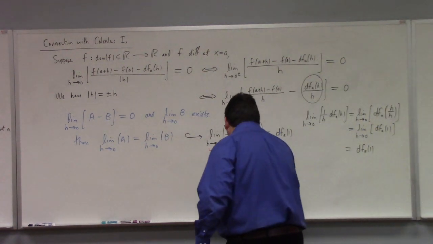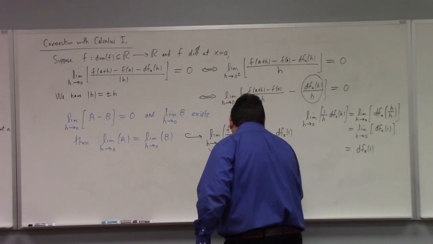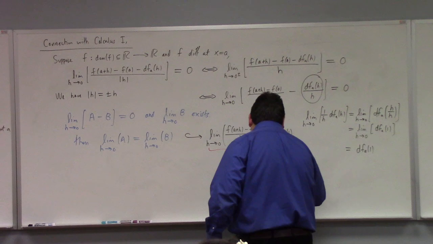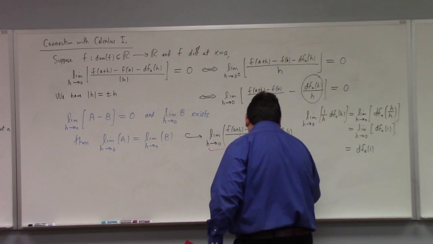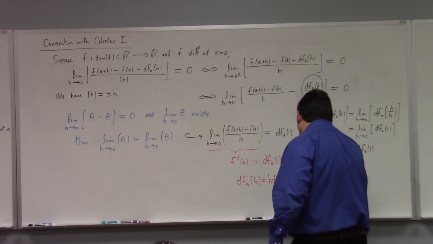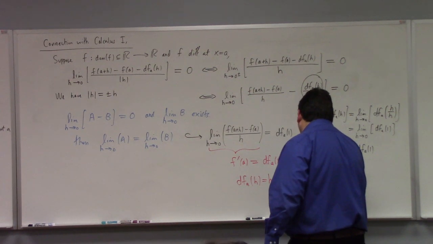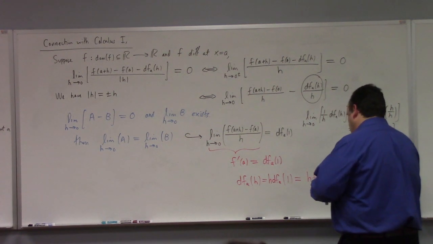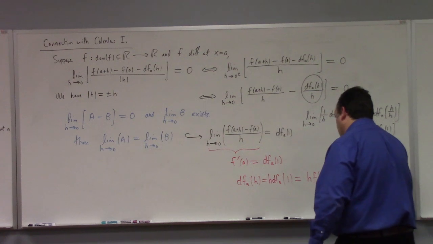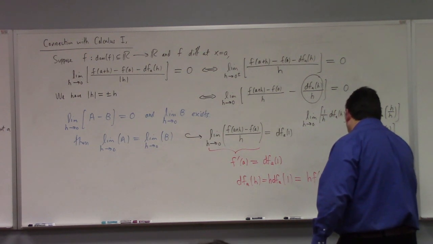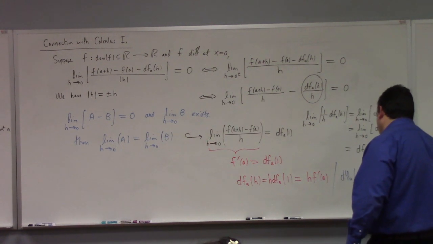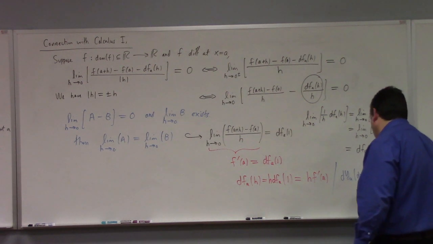And so more than this, you can see that df_a of h would be df_a of 1 times h, right? So we've got h times f prime of a. Or if you like, you can write this in the confusing calculus 2 style way of like dy at a of dx is equal to dy/dx at a times dx, where they're putting the dx equal to h.